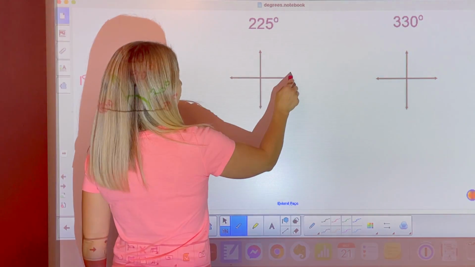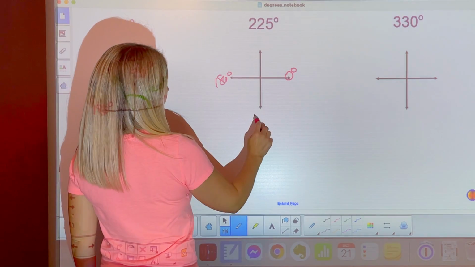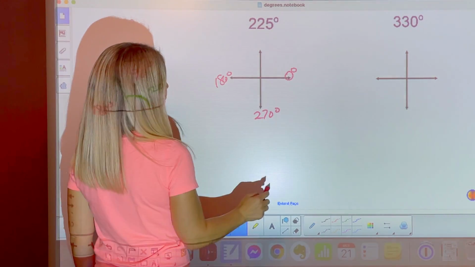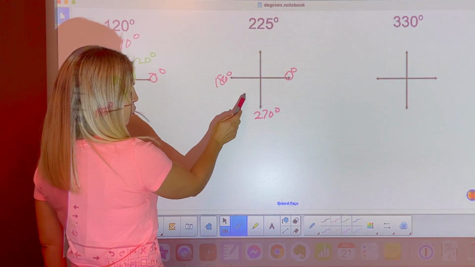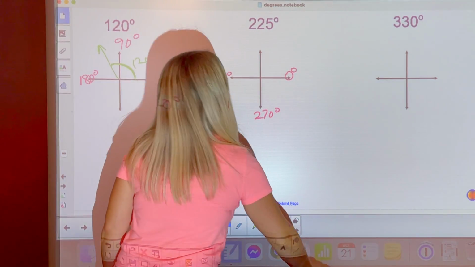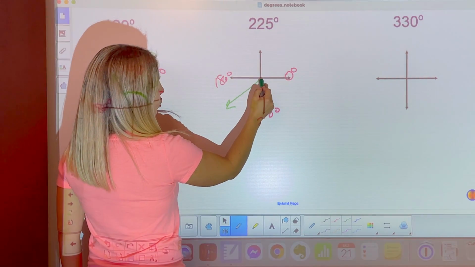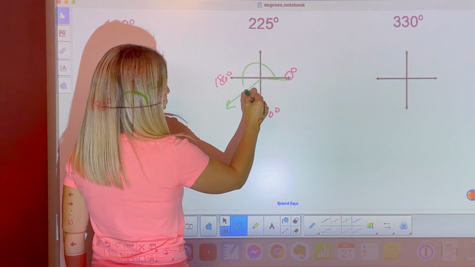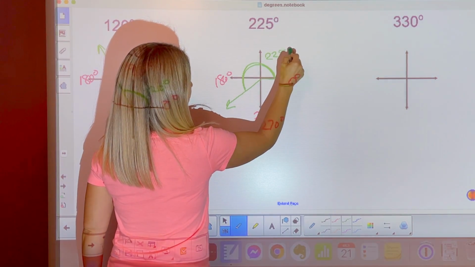This is 225. Well, we know this is 0. We know this is 180 degrees. And we know down here is 270 degrees. So this angle is actually going to be in this third quadrant right here. So when you go to draw this angle, again, you're going to estimate between the two. It starts on the x-axis. It goes all the way around. This whole arc is 225 degrees.